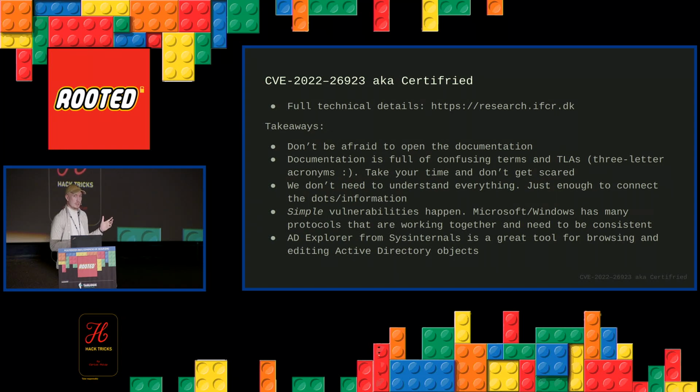And simple vulnerabilities like this can happen because Microsoft Windows has many, many different protocols that are working together, and they need to be consistent in the way they use users' information. And again, finally, AD Explorer from Sysinternals is a great tool that I like to use for browsing and editing objects in Active Directory.